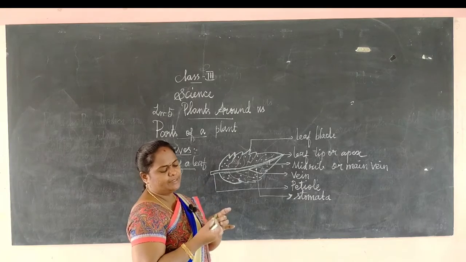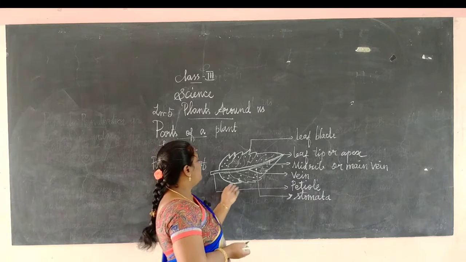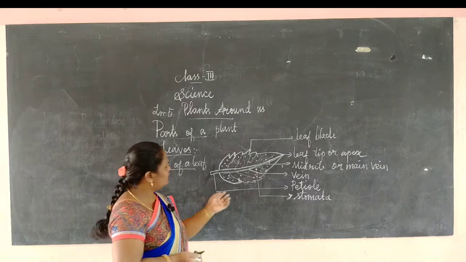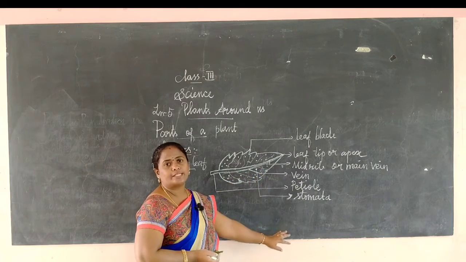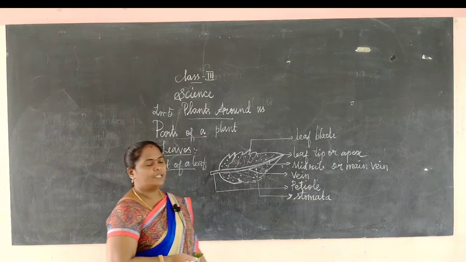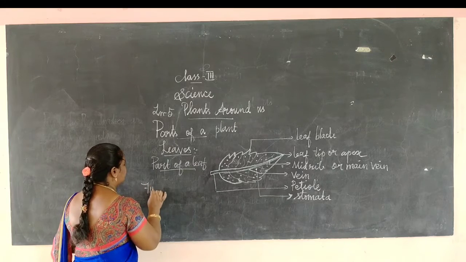And then petiole is a stalk that joins the leaf to the stem. This is the leaf. This is the petiole. And then the small tiny pores or small openings on the surface of the leaf are called the stomata. These help the plants to breathe. Next we learn the functions of the leaf.